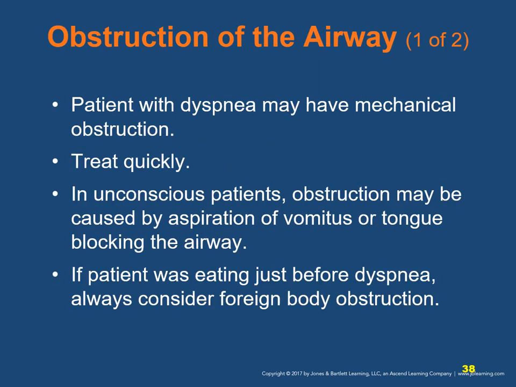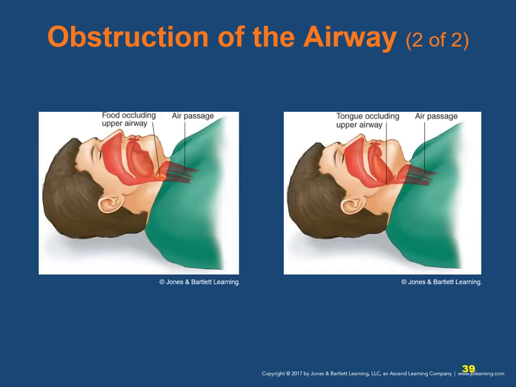Obstruction of the airway. A patient with dyspnea may have a mechanical obstruction. Treat quickly. In semi-conscious and unconscious patients, the obstruction may be the result of aspiration of vomitus or a foreign object, or improper positioning of the head causing the tongue to block the airway. If the patient was eating just before the onset of dyspnea, always consider the possibility of foreign body obstruction. This figure shows obstruction of the airway by a foreign body and the tongue.